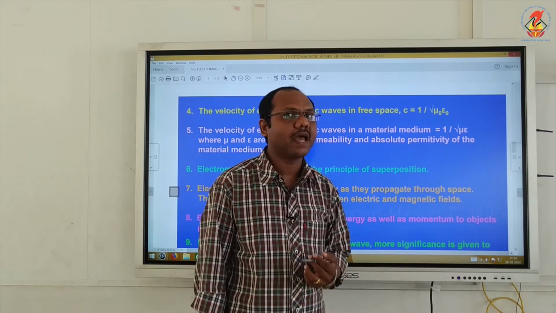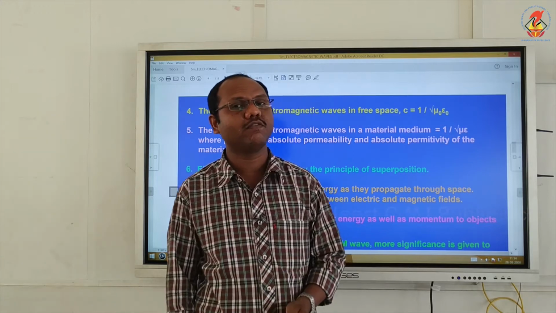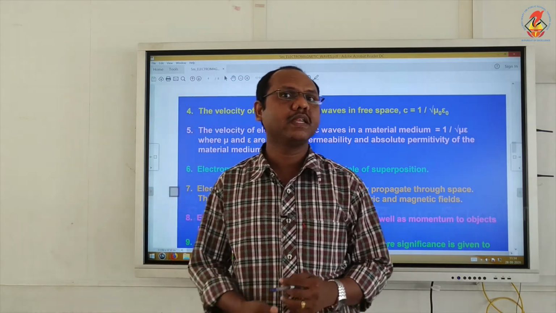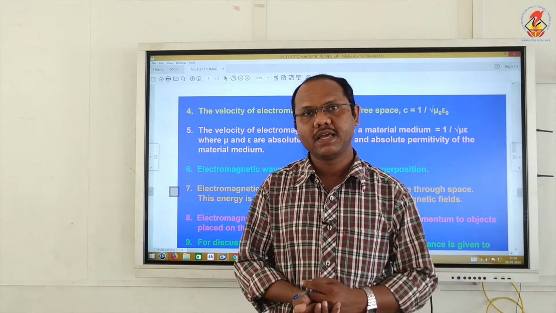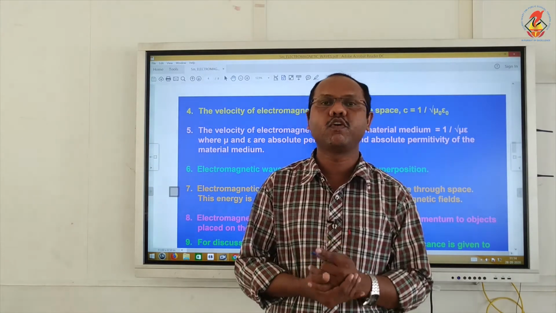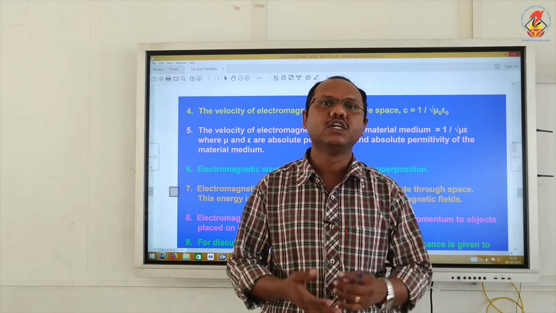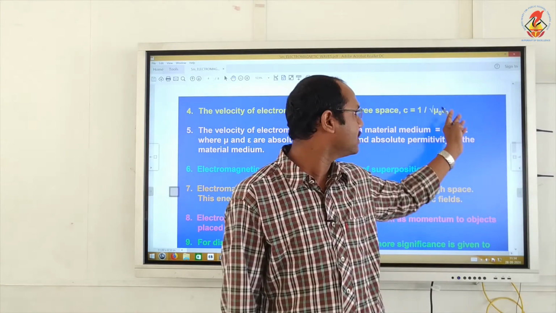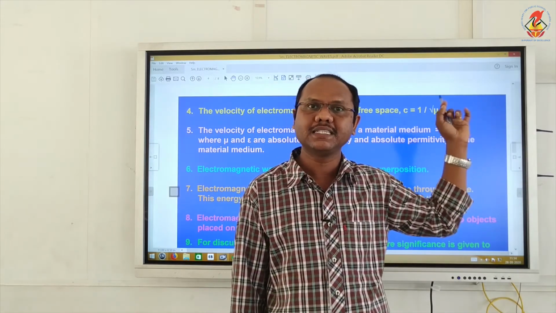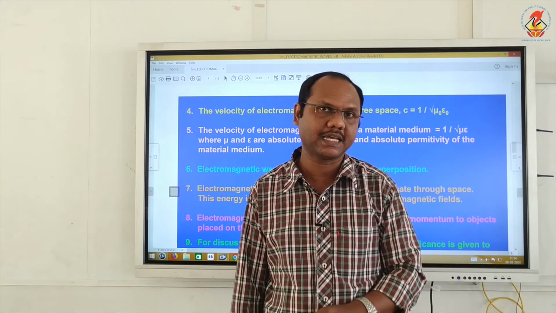And both of them are having a value. You have studied the value of epsilon 0 as 8.85 into 10 raised to minus 12, and the value of mu 0 is 4 pi into 10 raised to minus 7. So, when you put those two values in this equation, you will get the answer as 3 into 10 raised to 8 meter per second.